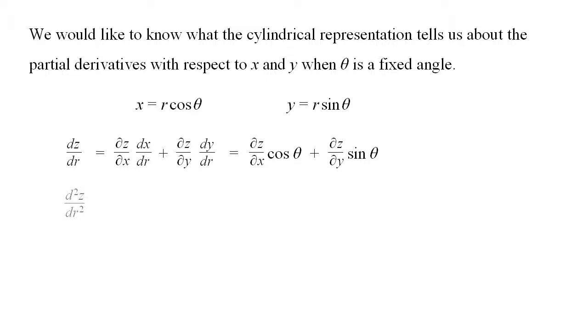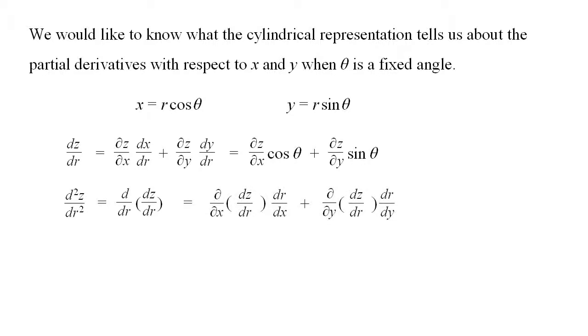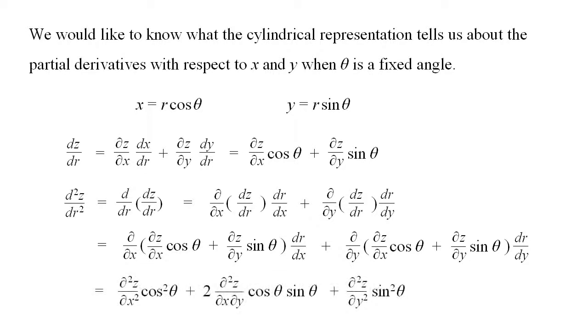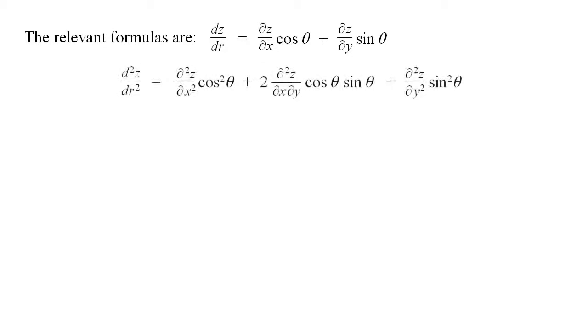As for the second derivative with respect to r, we have to be careful. We take the derivative with respect to x times dr dx, and then the derivative with respect to y times dr dy. And the end result is this here. The relevant formulas for the first and second derivatives of z with respect to r are these. Remember that we are considering theta a constant.